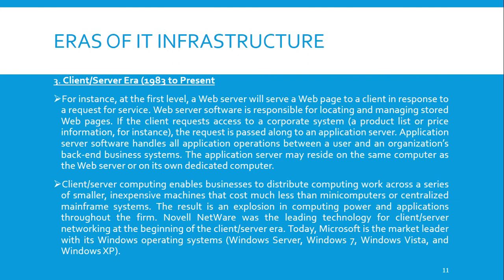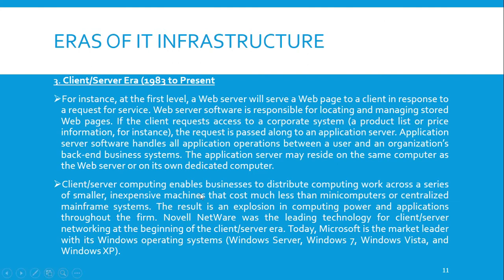So here we can see the example of multi-tier architecture, where we have more than one server. We have web server software and then we have application server software. So two servers are handling two different types of requests. The web server software is handling the request for web content, whereas the application server software is handling all the application operations between a user and an organization's back-end business systems.